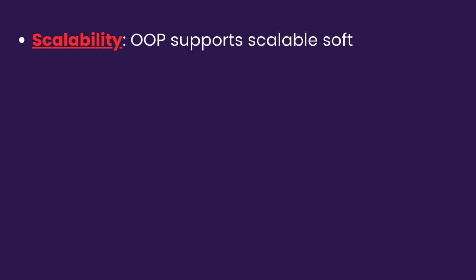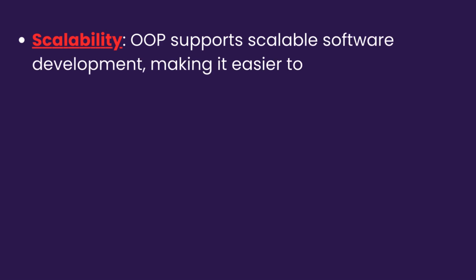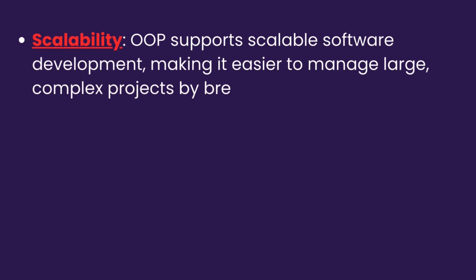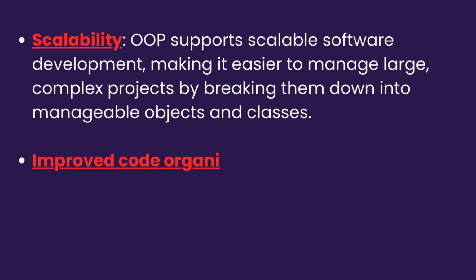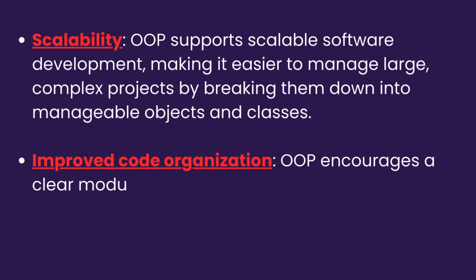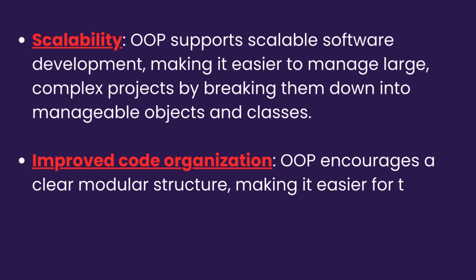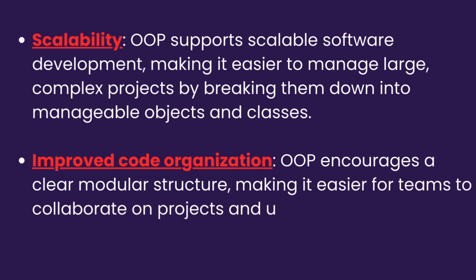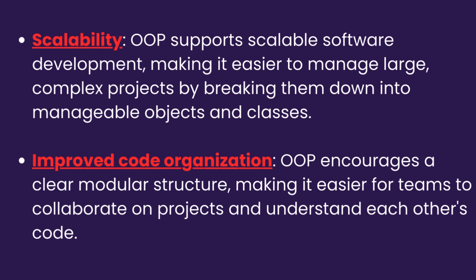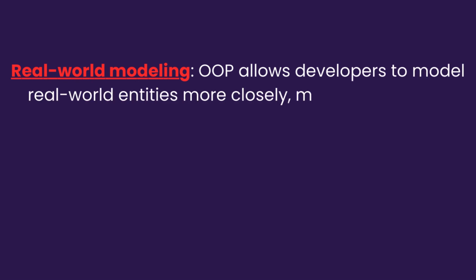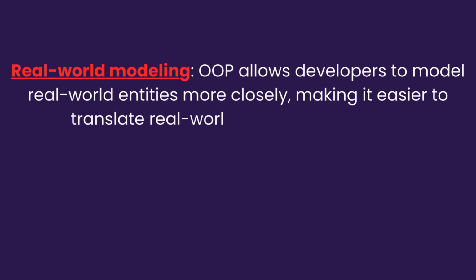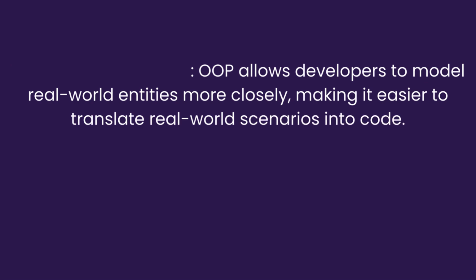Scalability: OOP supports scalable software development, making it easier to manage large, complex projects by breaking them down into manageable objects and classes. Improved code organization: OOP encourages a clear modular structure, making it easier for teams to collaborate on projects and understand each other's code. Real-world modeling: OOP allows developers to model real-world entities more closely, making it easier to translate real-world scenarios into code.